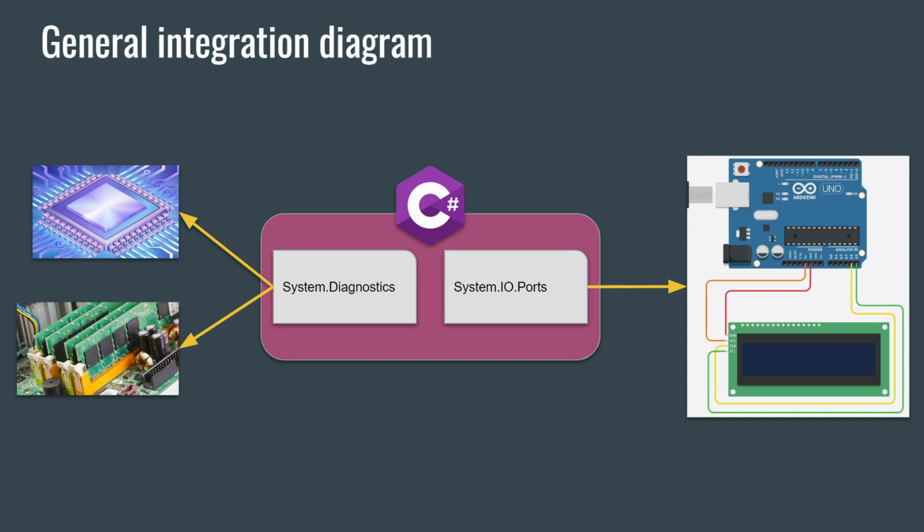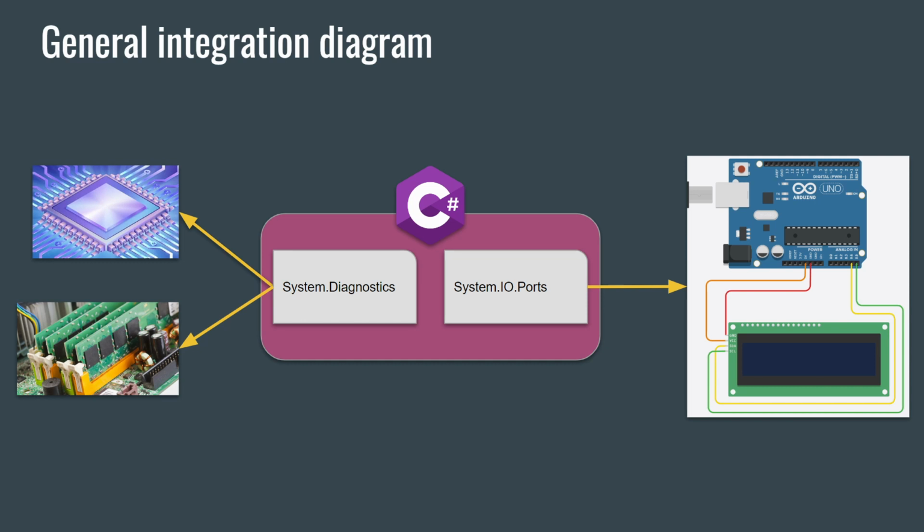This is a general integration diagram between all the different pieces. We have in the middle the C# program. As you can see, I will be using two main namespaces that will provide the necessary classes for the project. We have System.Diagnostics. This namespace contains the classes that will allow us to get the CPU and RAM usage. Then we have the Ports namespace that I have shown in different videos. I will show a link to that video if you want to check it. This one contains the classes to write and read from the Arduino serial port. We will review my simple program in the next section of the video.